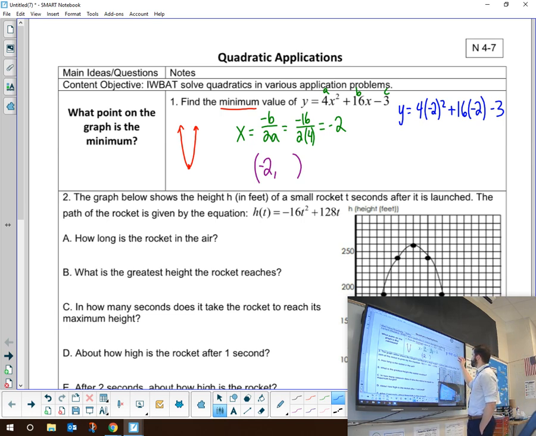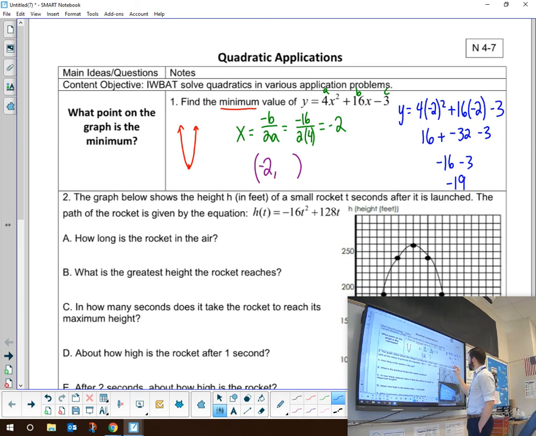So we have negative 2 squared is 4. 4 times 4 is 16. 16 times negative 2 is going to be a negative 32. And so we have 16 plus a negative 32. That's going to be a negative 16. And negative 16 minus 3 is going to be a negative 19.